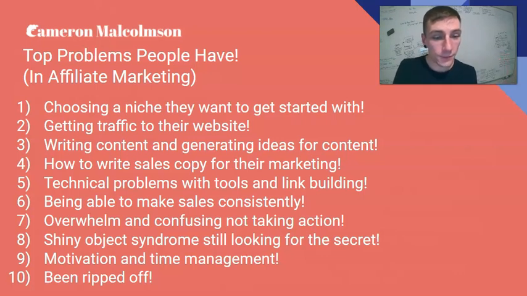Number 5 is technical problems with tools and link building. People were having problems being able to use tools and things like that. Then number 6 was being able to make sales consistently. Then number 7 was overwhelm and confusion, then not taking action. That was a problem people had. They didn't know where to go; it was just all this information.